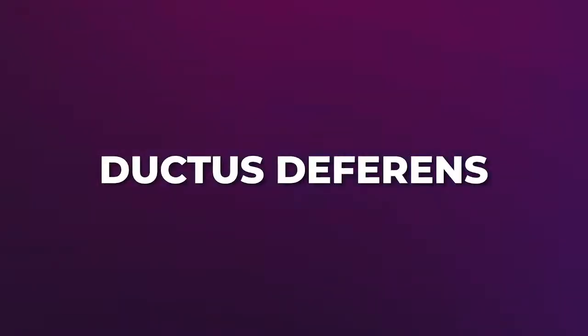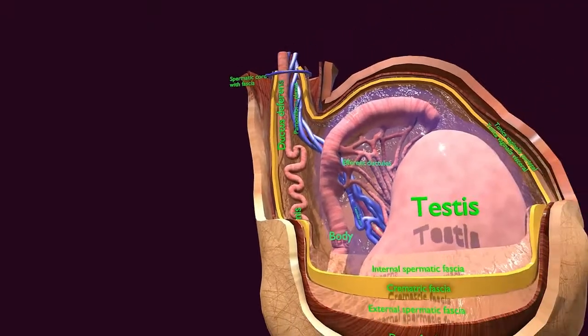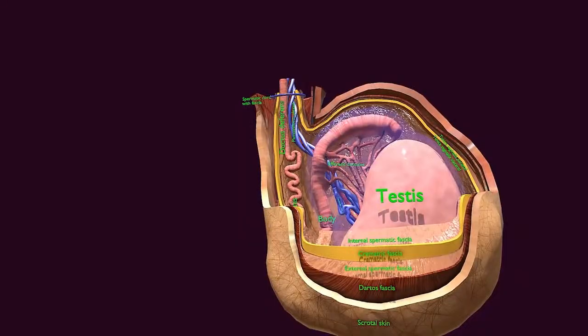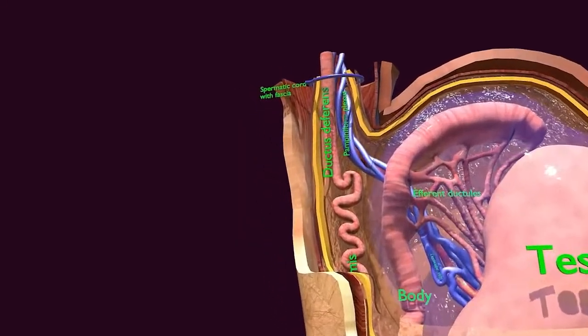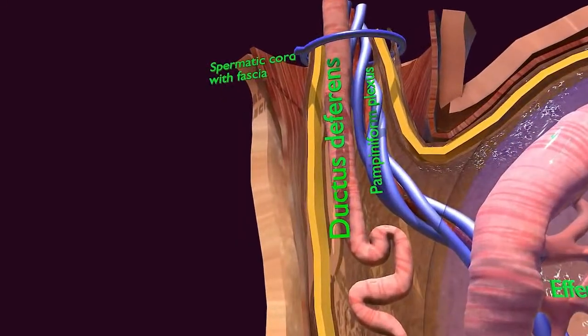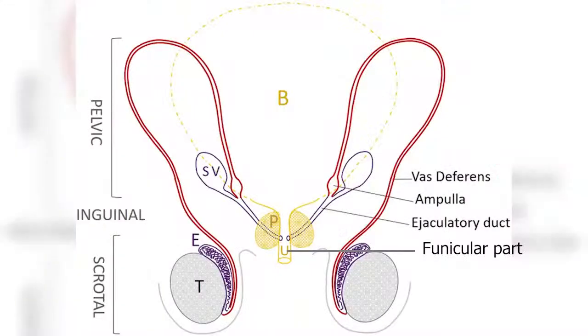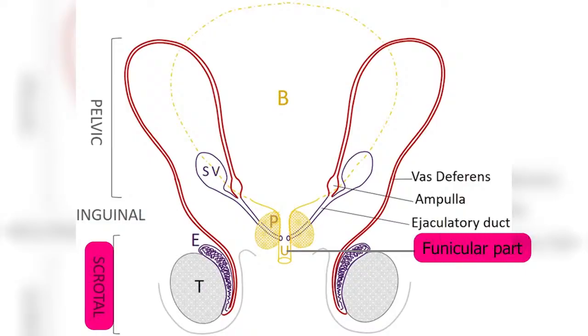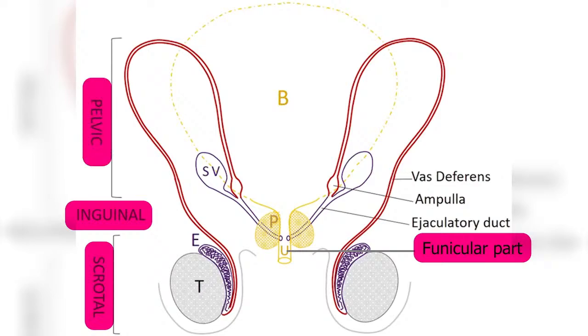Ductus deferens. The ductus deferens, or vas deferens, is a muscular tube responsible for transporting sperm from the epididymis to the urethra during ejaculation. It has several parts: the scrotal part within the scrotum, funicular part in the spermatic cord, inguinal part passing through the inguinal canal, and pelvic part inside the pelvis.